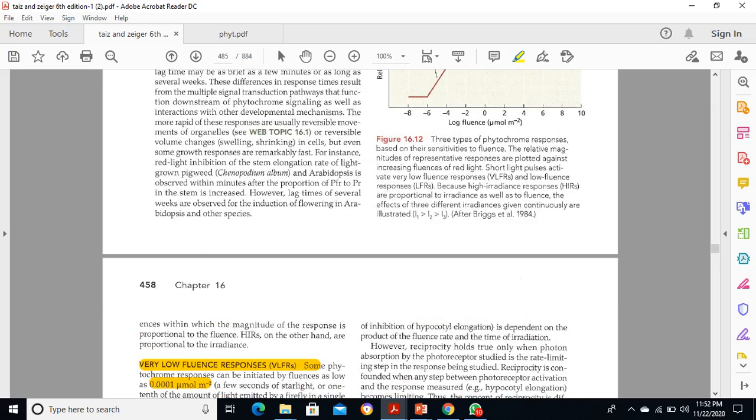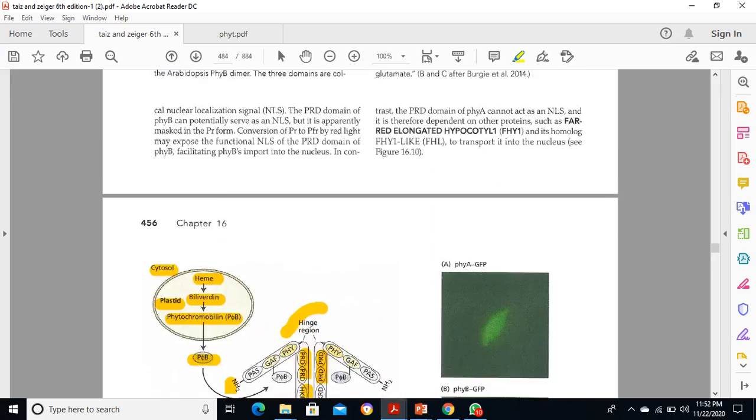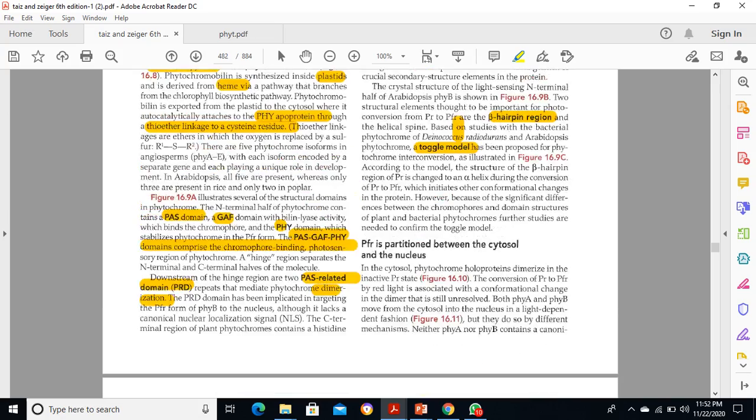Actually, before coming to this VLFR, LFR and HIR, I should familiarize you with two terms which I have forgotten.